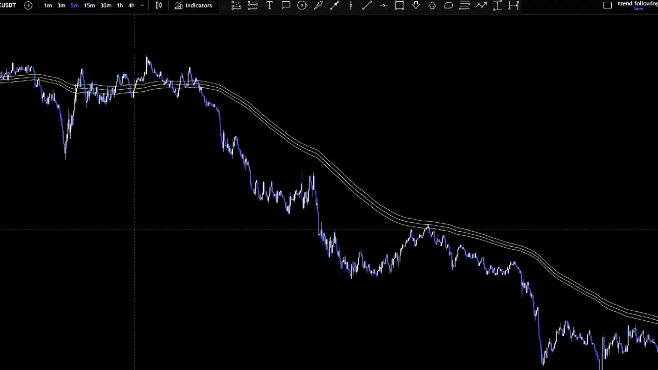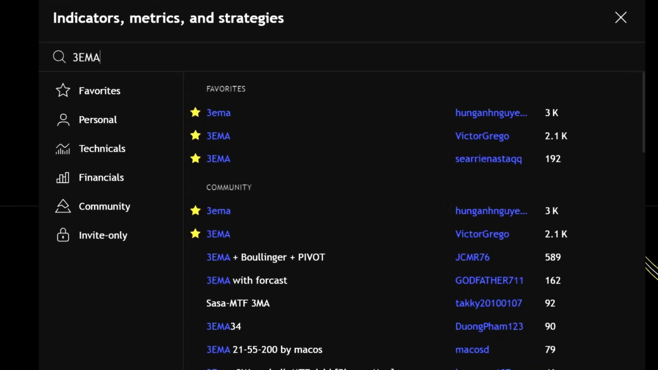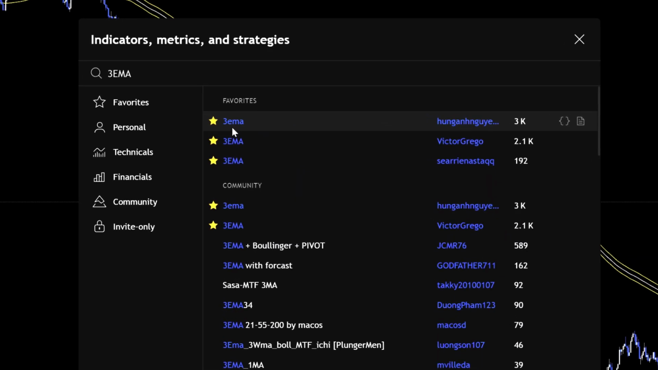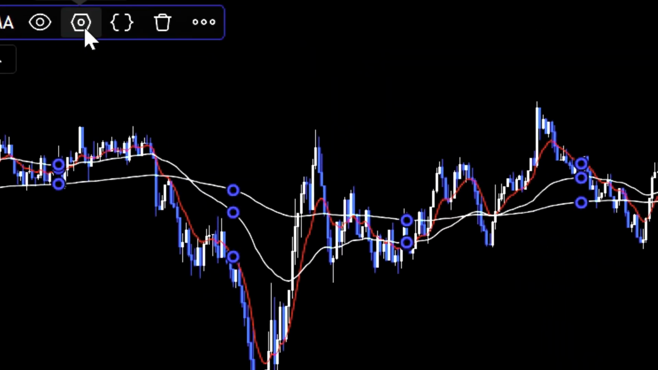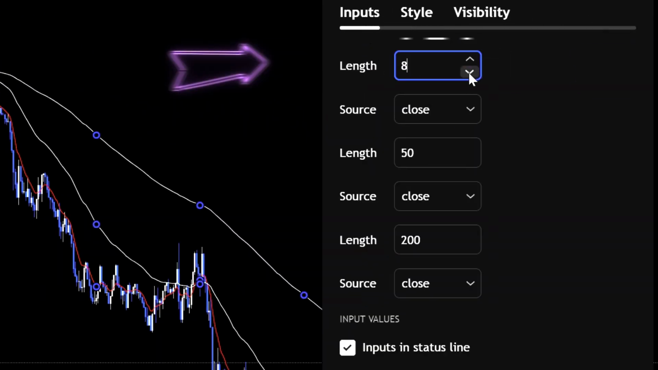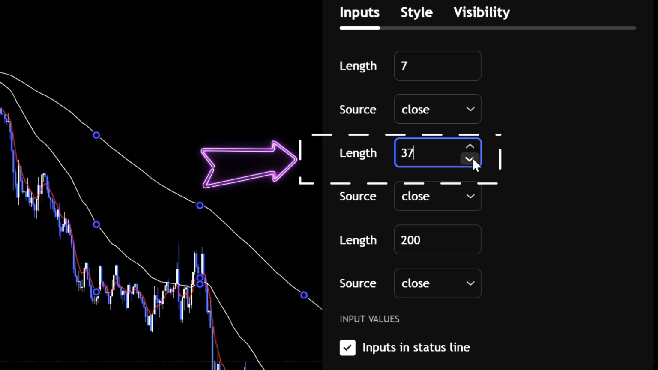For the next step, we're going to add the 3EMA indicator again. But this time, it's our entry tool. Instead of the 200 period setting, we're switching it up to shorter periods: 7, 20, and 50. These three lines are going to show us where the price pulls back within the trend, giving us a chance to get in at a solid spot before the trend keeps rolling.